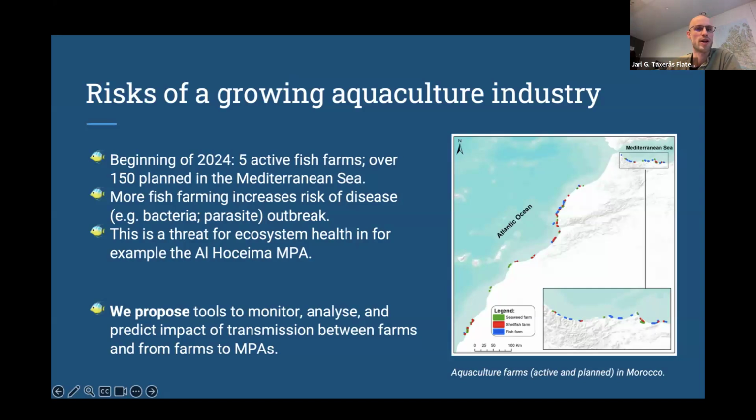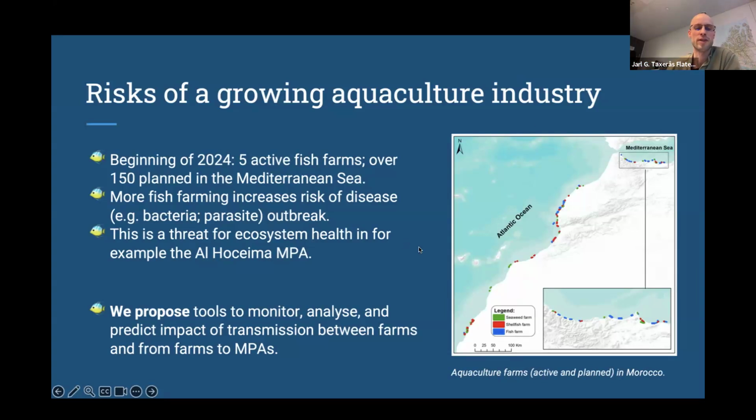At the beginning of 2024, there were 5 active fish farms, and now there are over 150 planned fish farms in the Mediterranean Sea, and even more fish farms planned in the Atlantic Ocean along the Moroccan coast. Now, more fish farming means there's an increased risk of disease outbreak. That's both parasites that can spread from fish to fish, but also bacteria and viruses. And this, of course, is a threat for the farming industry itself, but also for the ecosystem health in marine protected areas such as Hoceima.